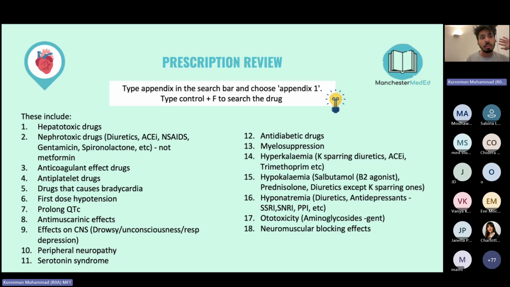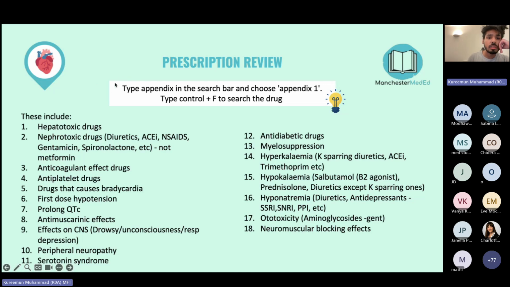So you have that at the back of the mind. If you have a prescription review question about what could have caused a nephrotoxic effect or an AKI, you know those drugs. Same for other things like hyperkalemia. If they give you spironolactone, you know that. ACE inhibitors as well and trimethoprim, just remember those.